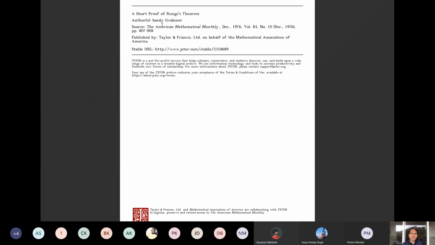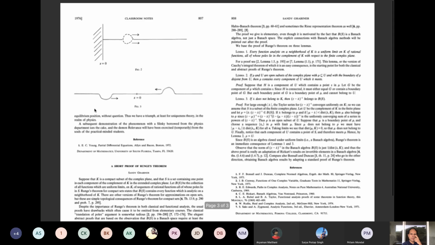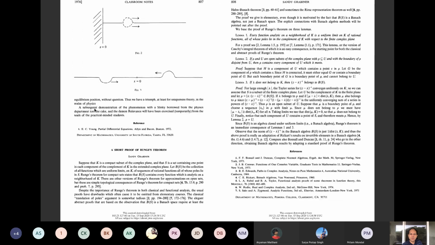It's called A Short Proof of Runge's Theorem by Sandy Grabiner. I forgot to check who Sandy Grabiner is. We will do it soon. So it's December 1976, and it came in American Mathematical Monthly. It's an expository paper, and you see the paper starts here, and paper ends here, and it has all these references. Rudin is there, Conway is there. So this is Conway 1973, and the Conway that we must be looking at must be later, because this proof is the proof in Conway now.